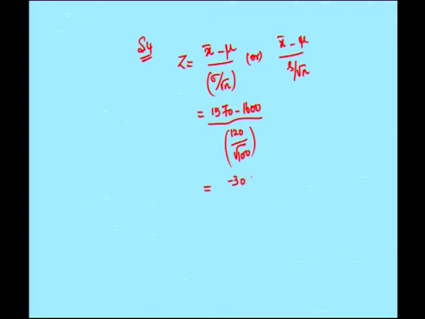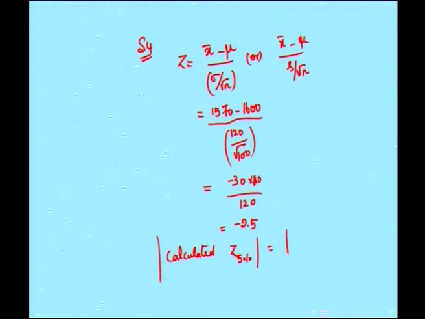So, minus 30 into 10, root 100 is 10, divided by 120. Okay. So, this gets cancelled, minus 2.5. So, this is your Z value. So, calculated Z at a 5% level of significance, within modulus of minus 2.5, is equal to 2.5. Now, let me go to the conclusion step.